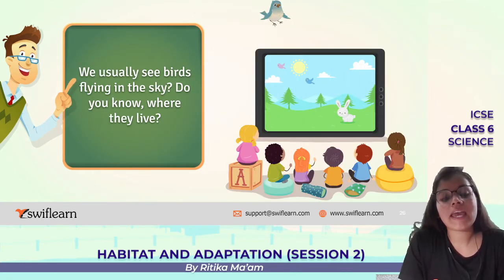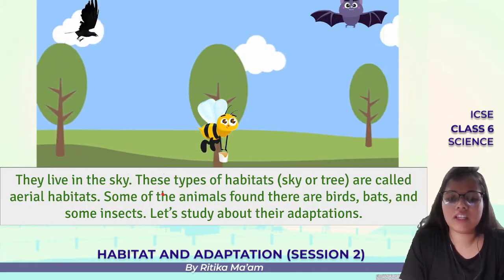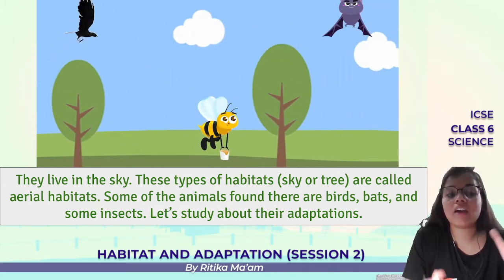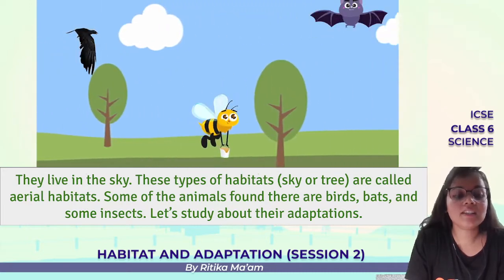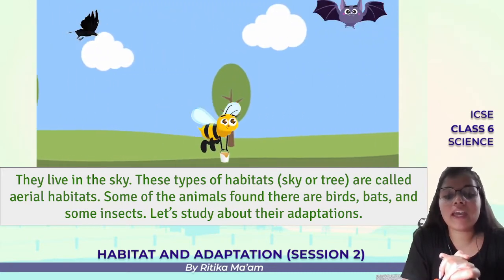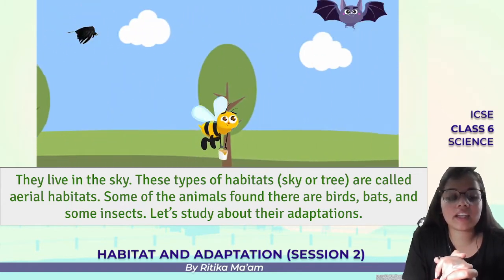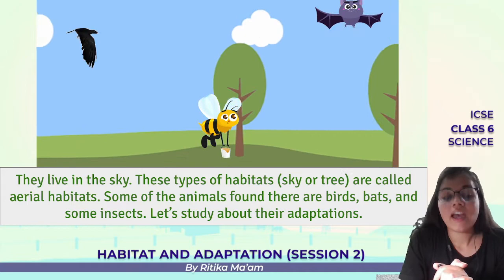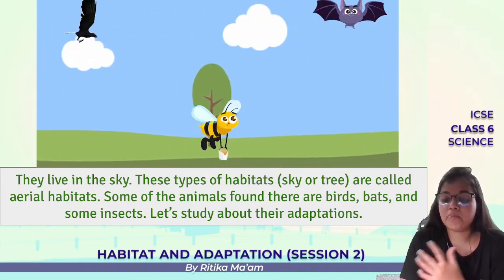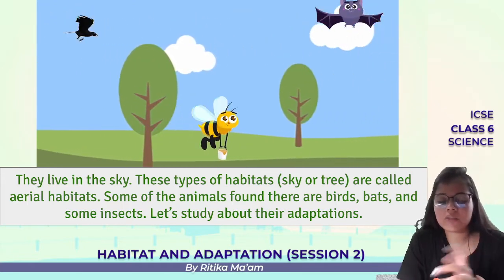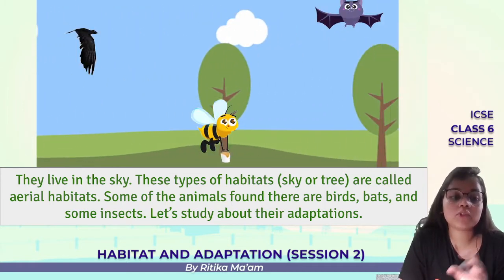Next, talking about aerial habitat. So all the birds that we see flying in the sky, where do they live? They live in the nest, but they actually spend their whole day flying in the sky, right? So they are from the aerial habitat. So the habitats of sky or tree come under the category of aerial habitat. And the main animals that you will find in aerial habitat are birds, bats, and some insects like honeybee, etc.